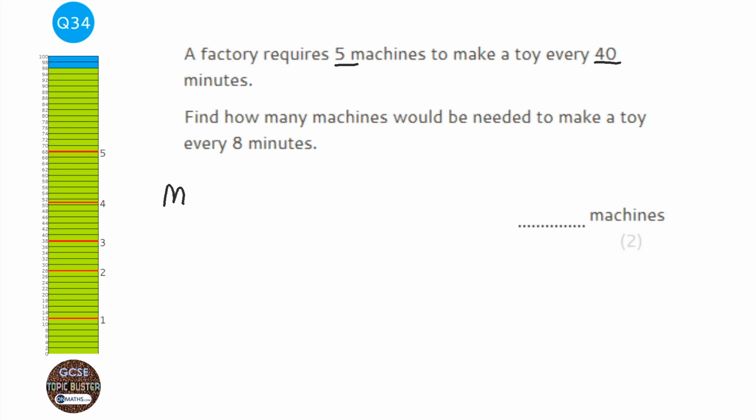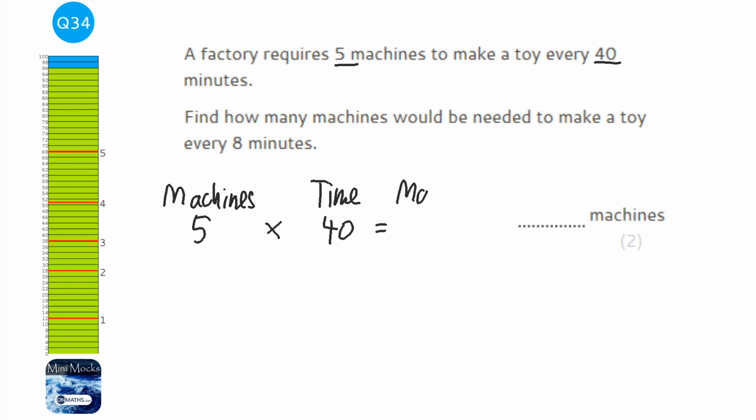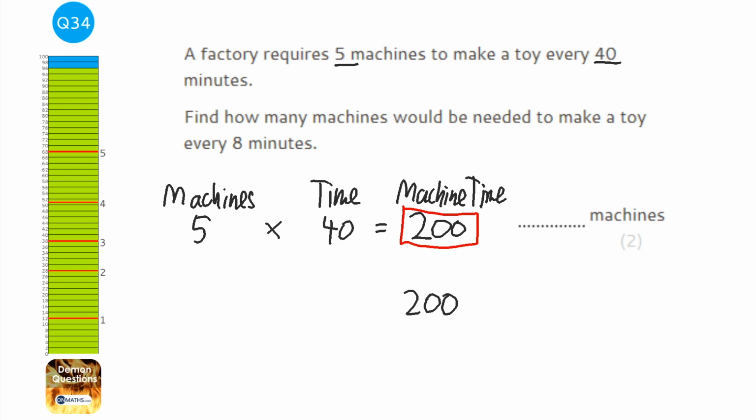So if you think about the machines, which is one variable, and the time, which is the other, and we've got 5 machines and it takes 40 minutes, then if we times those together, we get something which I'm going to name machine time. Okay, I've just made that up. So 5 times 40 is 200. Now that 200 there is really special because that 200 must always be the same. The machine time must always be the same.